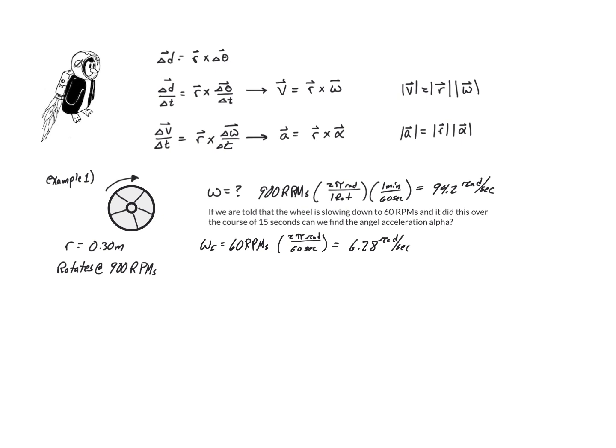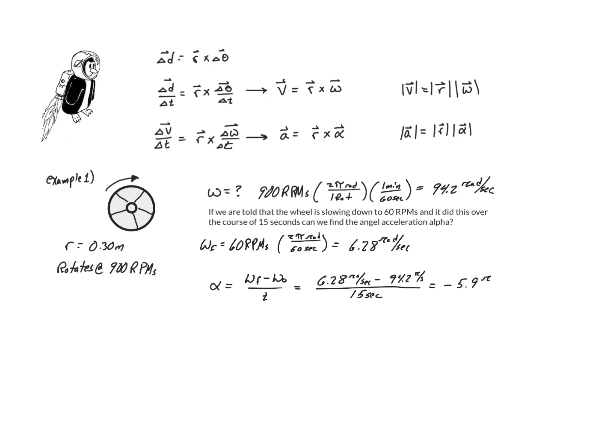All right, so now we can solve for alpha. Alpha is equal to omega f minus omega naught all over t. So 6.28 radians per second minus 94.2 radians per second, all divided by 15 seconds, gives us a negative 5.9 radians per second squared.